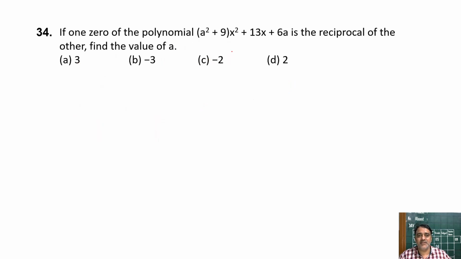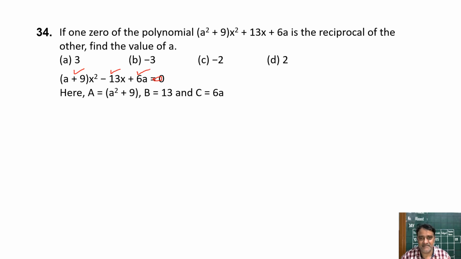Now we are moving toward question number 34. If one zero of the polynomial a square plus 9 x square plus 13x plus 6a is the reciprocal of the other, find the value of a. So first of all, the polynomial is given: a square plus 9 x square plus 13x plus 6a. Okay, so we will equate it to 0. Here small a is already given, so capital A is a square plus 9, capital B is 13, and capital C is 6a. Is this clear?